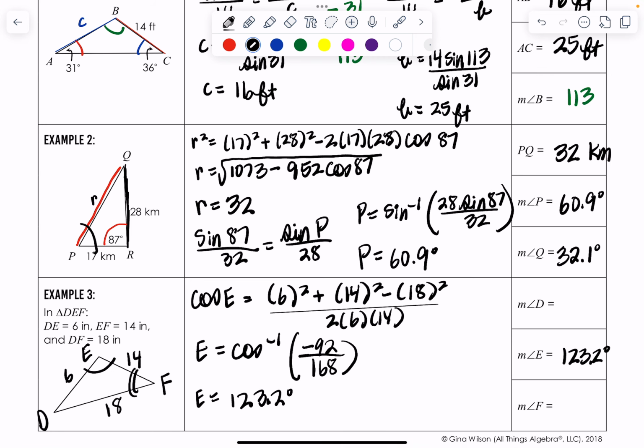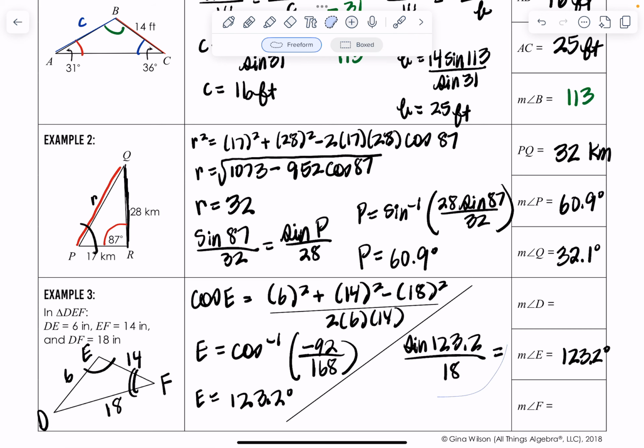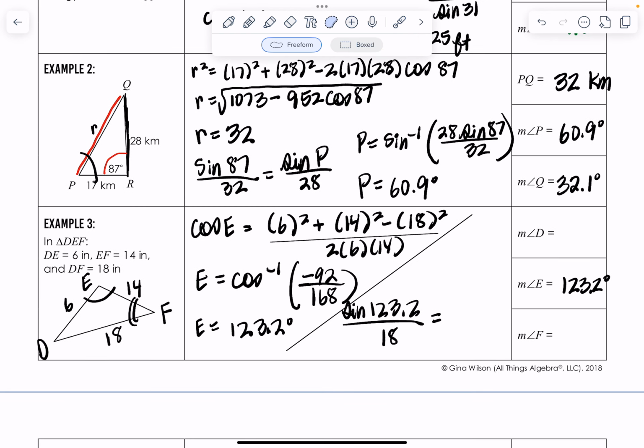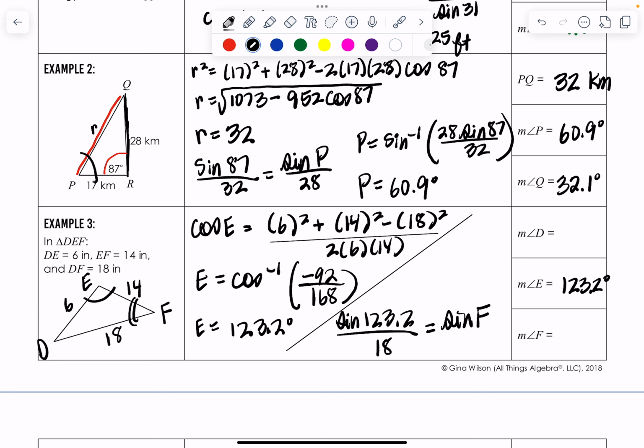Okay, so I'm going to put my line here and separate this out. So this would be sine of 123.2 over 18 equal to, oh dear, I'm out of room. Let me move this over. Is equal to sine of F over 6.